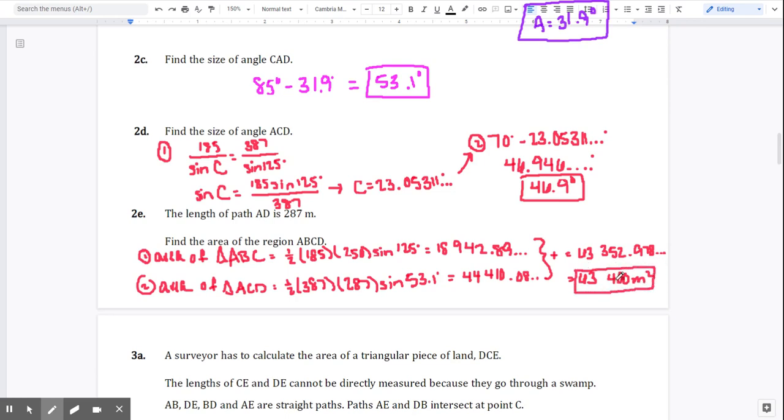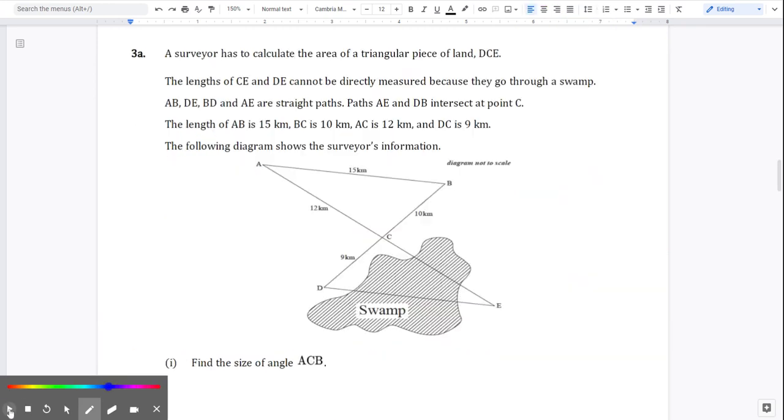Remember, at least 3 sig figs. If you have more than that, then that's fine, but at least 3 sig figs.